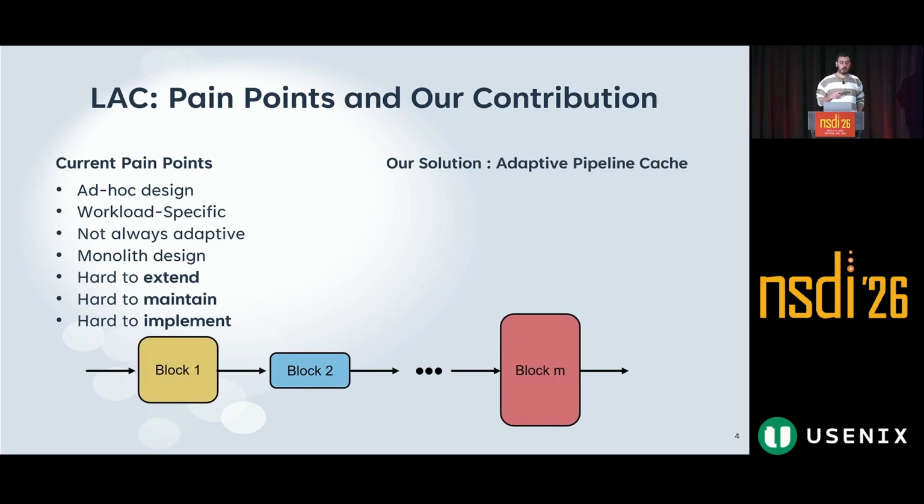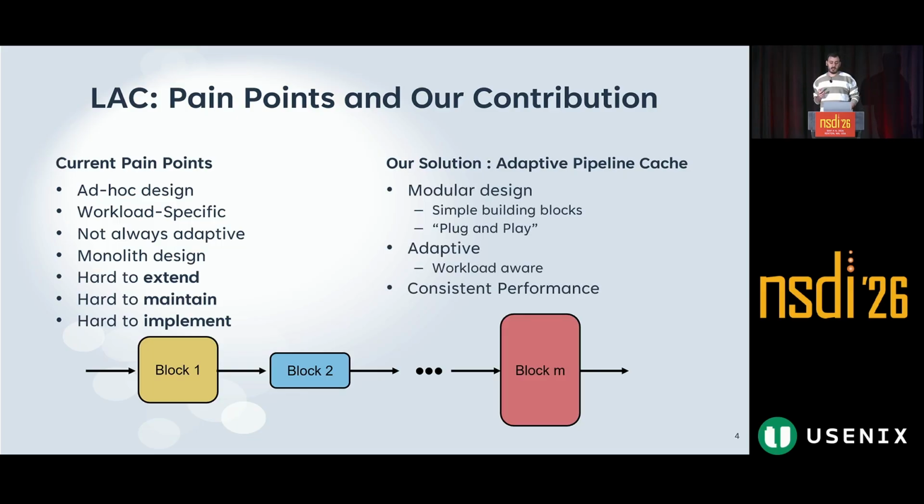On the other hand, our solution is the adaptive pipeline cache. It's modular by design. It's built from simple building blocks. It's almost plug and play. And most importantly, it's adaptive, which means it's workload aware. So we get consistent performance across the board, as I will show in our results.